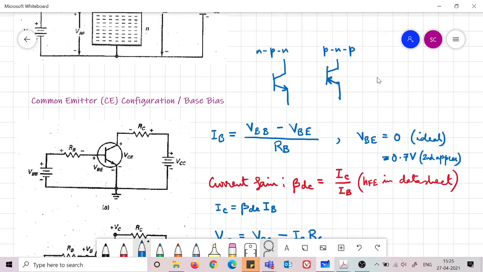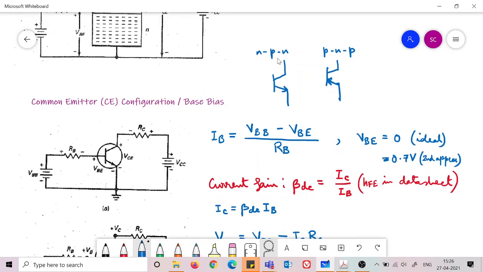There is a shorthand for remembering this. You can remember NPN as "not pointing in." If you remember NPN as not pointing in, you can understand the direction of the arrow here. It is not pointing in, and for PNP it is pointing in. So in that manner you can remember: not pointing in, and pointing in.